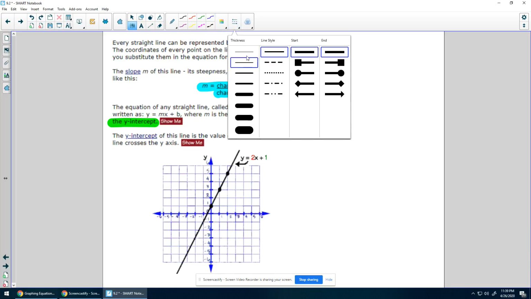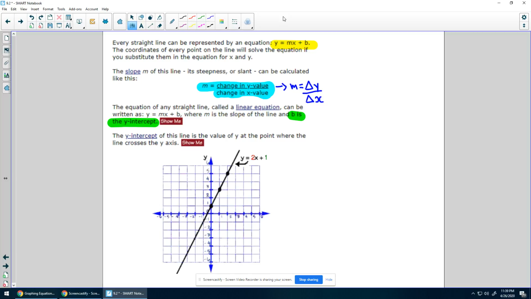Green. Perfect. Okay. And then the y-intercept of the line is the value of y at the point where the line crosses the y-axis. So in that point here, the y-intercept is where the line crosses the y-axis. So that right there would be the y-intercept. Okay.